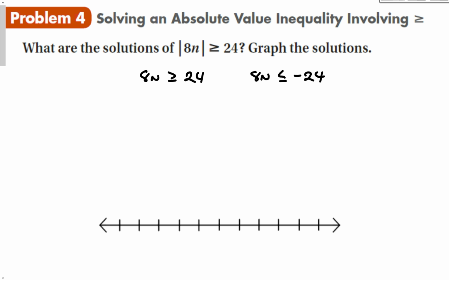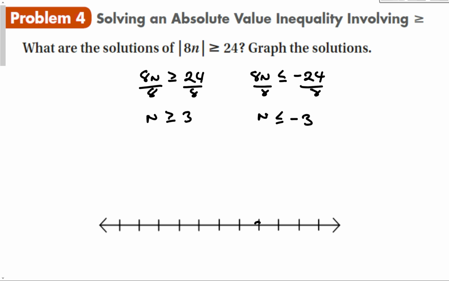So I kind of try to remember this by the rules of negative numbers and inequalities, right? When we divide by a negative, we have to switch the sign. When we make my expression negative, we have to switch the sign as well. So let's solve both of these. Okay, so this is going to be n is greater than or equal to 3. Divide both sides by 8 here, and n is less than or equal to negative 3.